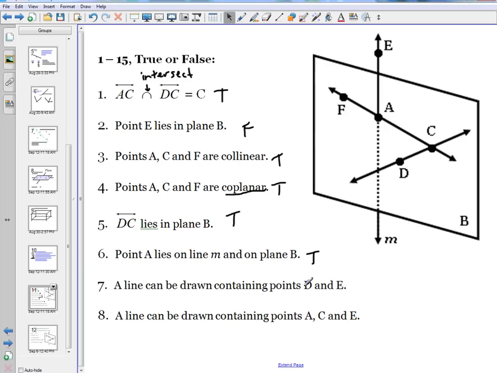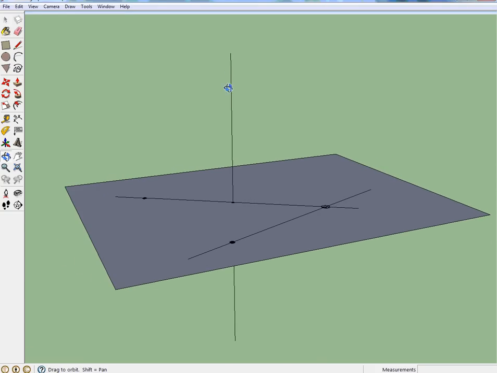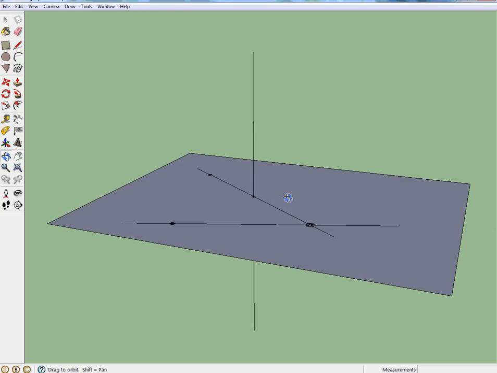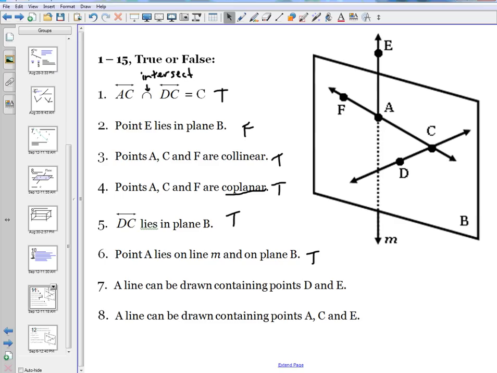A line can be drawn containing points D and E. Absolutely. Our 3D drawing, this is D right here, and E is somewhere up here. We could just take a pencil and draw it from this point straight up at an angle. So if we turn it this way, it would look kind of like an angled line that would go this way. So, true. And actually, you could draw a line with any two points. You just pick two points and you draw a line between them. You could do that with any points.